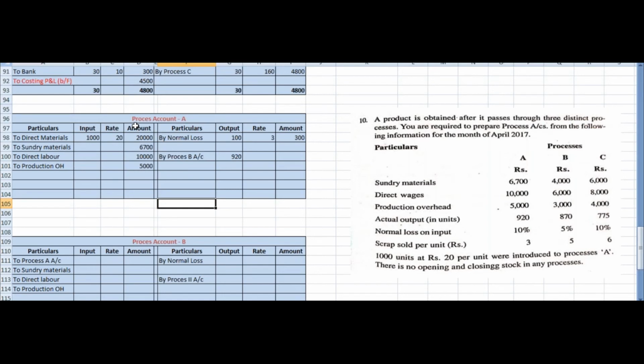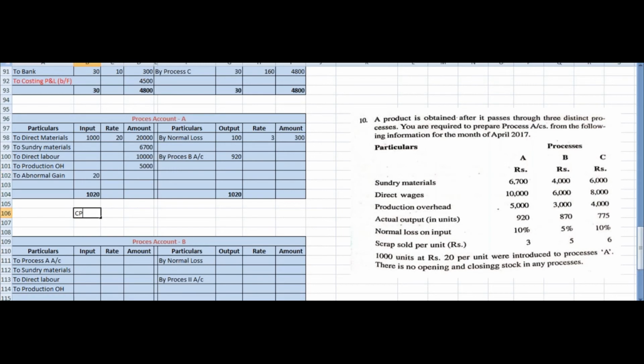Abnormal gain. Why abnormal gain? This side 1020 and the other side 1000, so this side is more. So we should take the 1000 against 1020. Total is 2. Abnormal gain, how many units? 20. Now tell me the rate, both side rate.